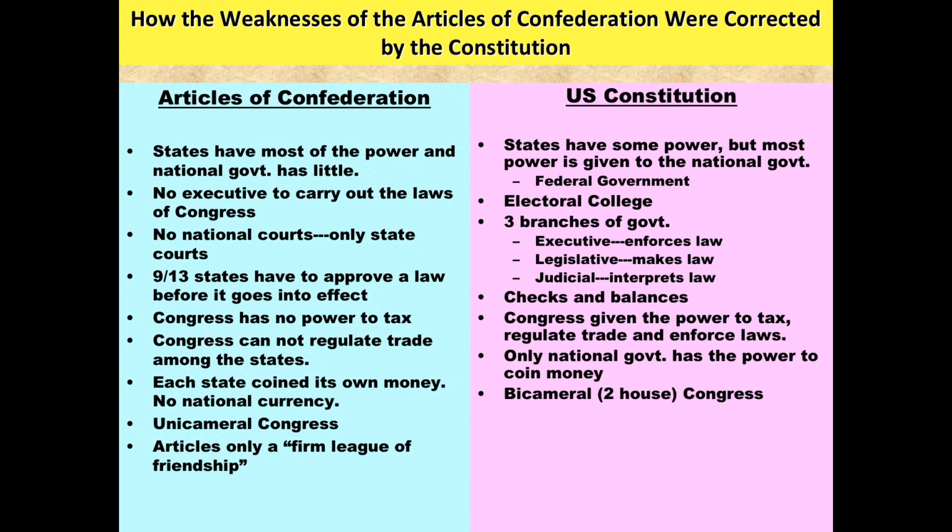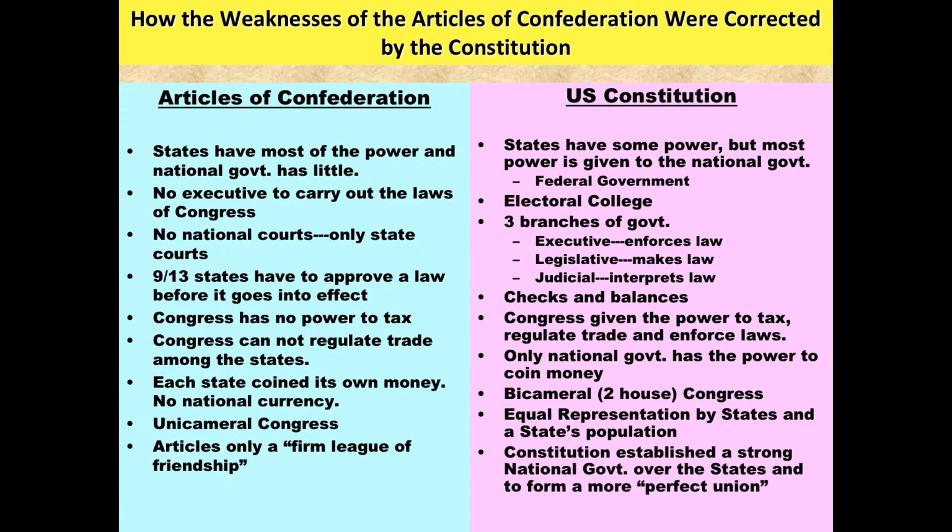We have two houses of Congress. We have the House of Representatives, which is based on the state's population, and we have the Senate, which is equal representation for the states. Plus, when the Articles are considered a firm league of friendship, the Constitution is going to establish that more perfect union. So, essentially, yeah, here's your AP tip for the day, guys.